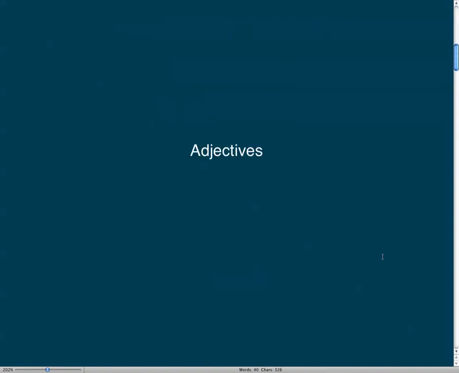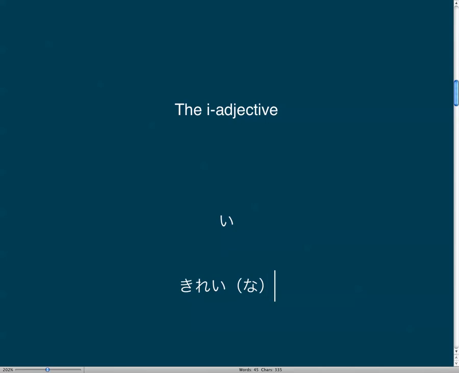We'll be continuing with adjectives. And the adjectives we'll be looking at today are the i-adjectives. All i-adjectives end in i. However, you may have noticed that some na adjectives also end in i, such as kirei. So how can you tell the difference?